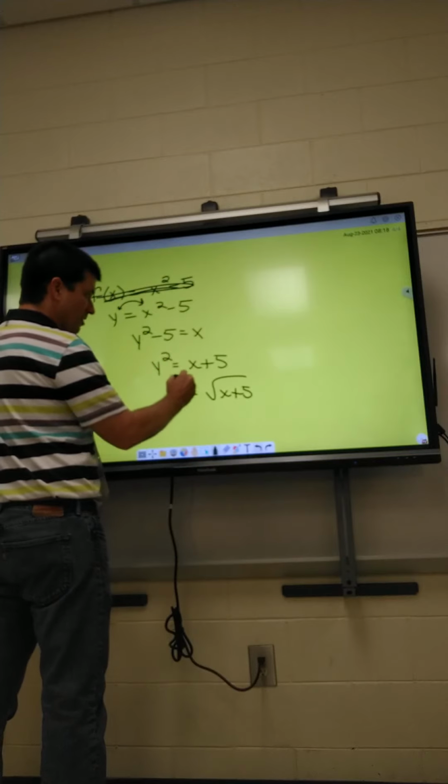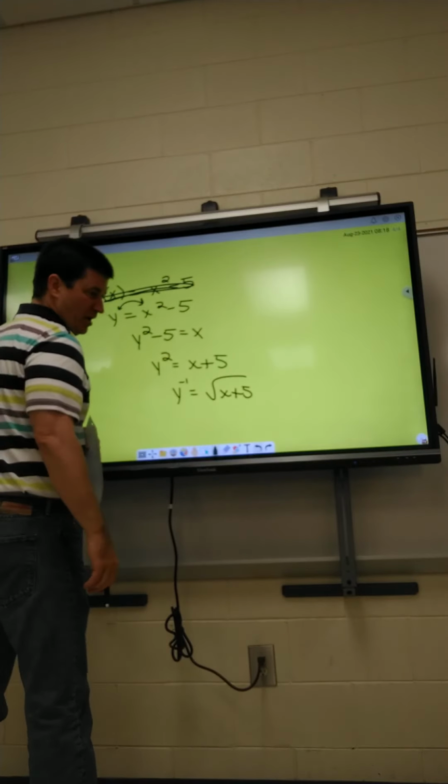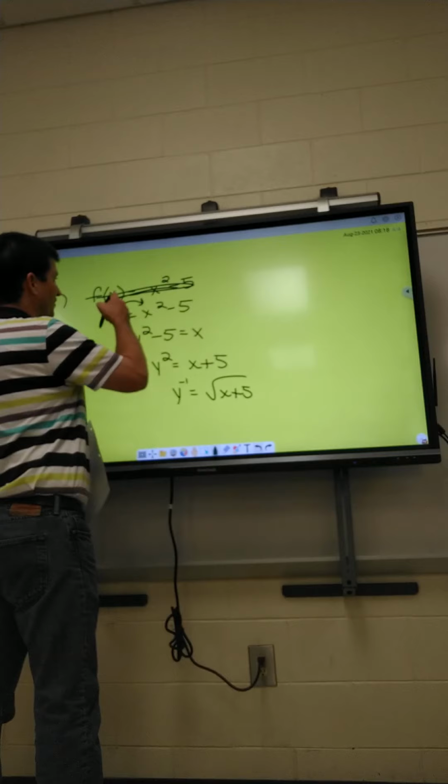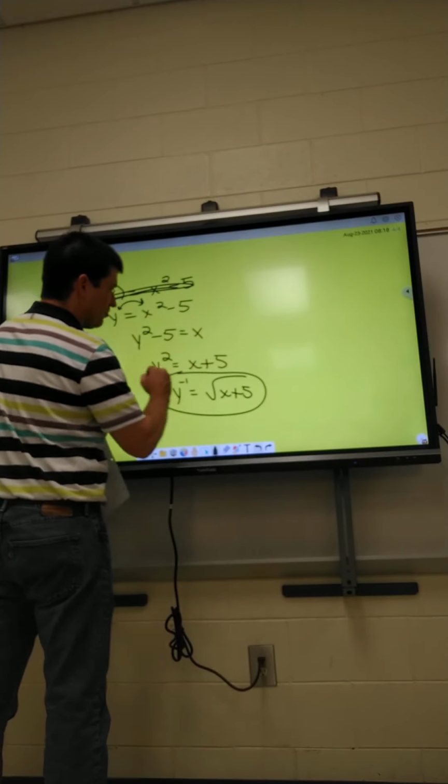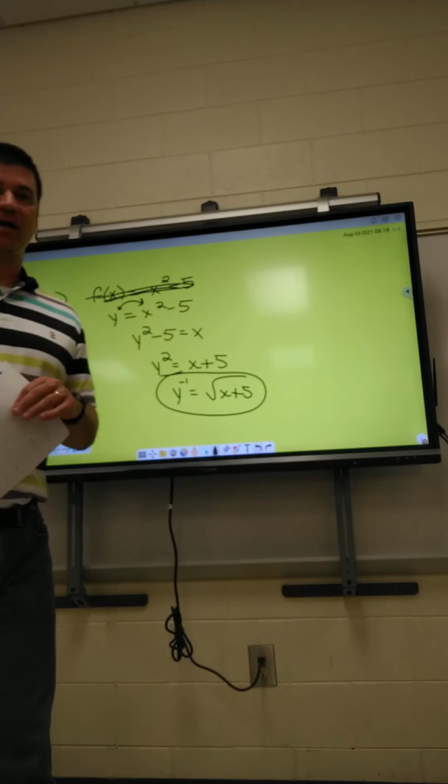Now, you need to put a -1 right here. Why? Because that shows that this is the inverse of that. It's the opposite of that. That's how you write your answer. And most of these are going to take about 3 steps.